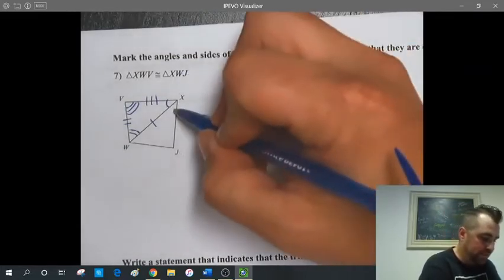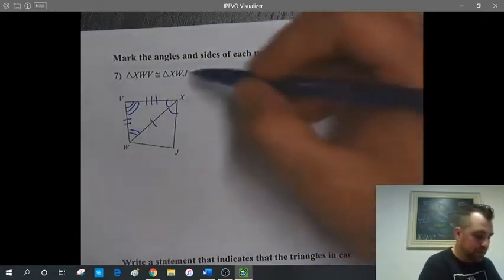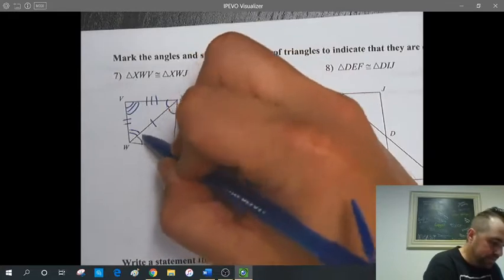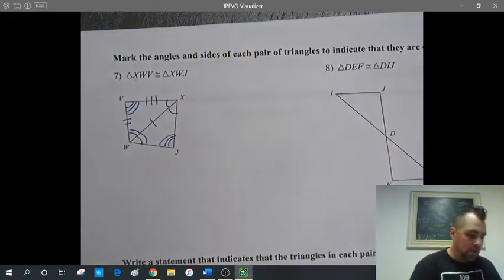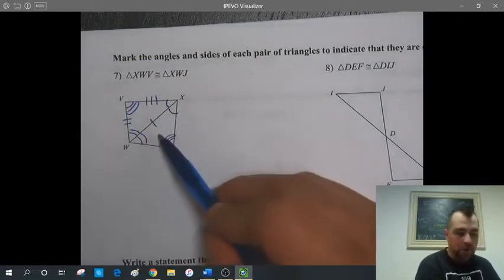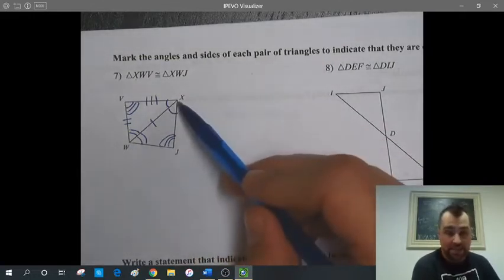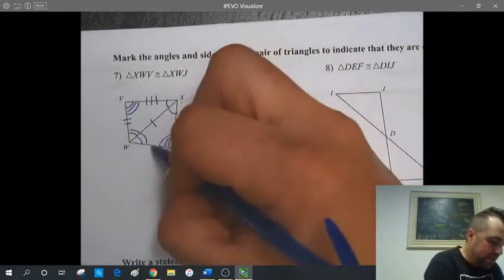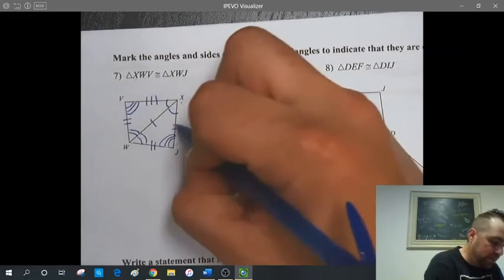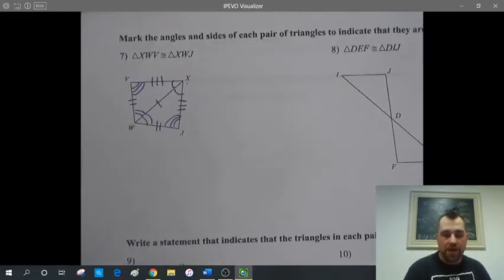So X comes first in that one, so single mark again for X angle in that one. W gets the double, and then J this time gets the triple. Okay, between 1 and 2, we've already put a single mark there, and that makes sense, that it's the same exact side in both those triangles, so that's why they're congruent. 2 to 3 gets the double, and 3 back to 1 gets the triple. Okay, so that would be the way to mark the angles and sides for the triangles there.